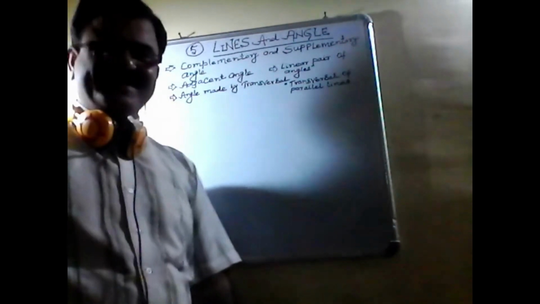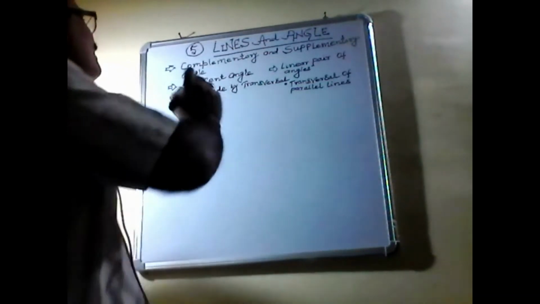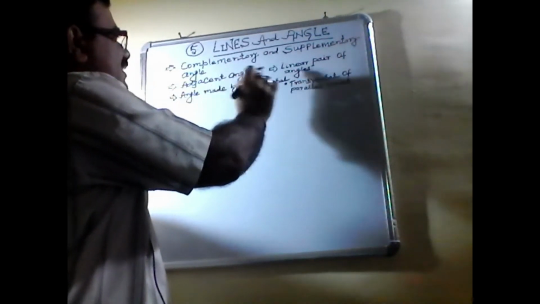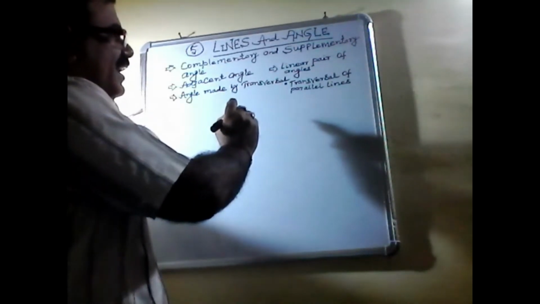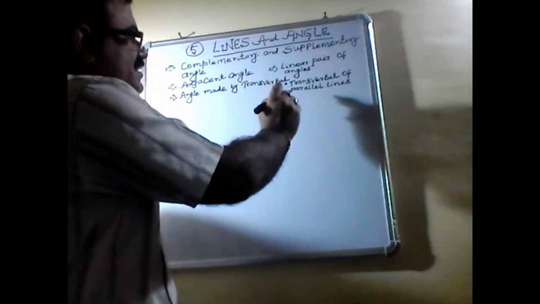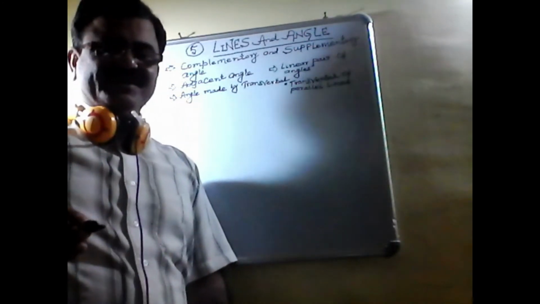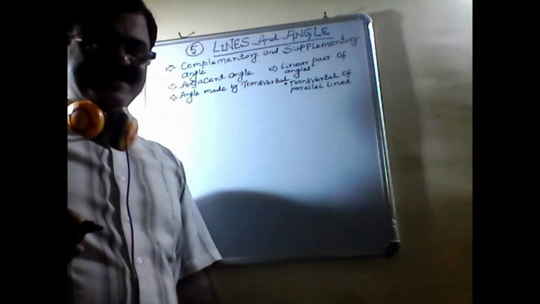So students, this chapter on lines and angles has some TLOs, target learning outcomes. First, complementary and supplementary angles. Second, adjacent angles. Third is the linear pair of angles. Fourth is the angle made by a transversal and the transversals of parallel lines. That is, we should learn about these points in this video.